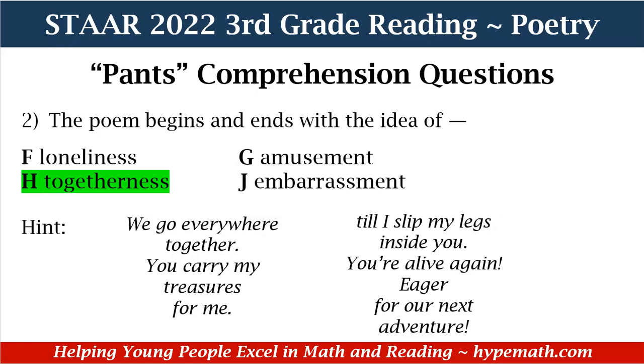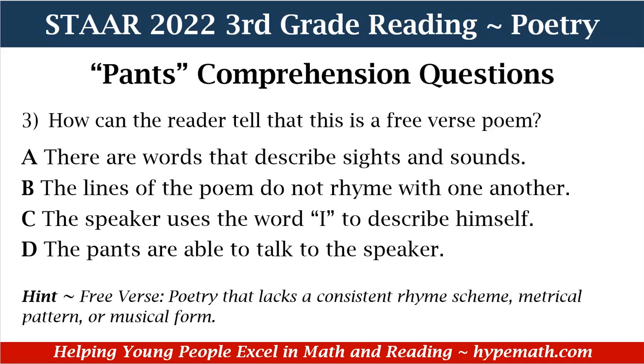Okay, now let's look at one more question. All right, for number 3, we have, how can the reader tell this is a free verse poem? A, there are words that describe sights and sounds. B, the lines of the poem do not rhyme with one another. C, the speaker uses the word I to describe himself. Or D, the pants are able to talk to the speaker.